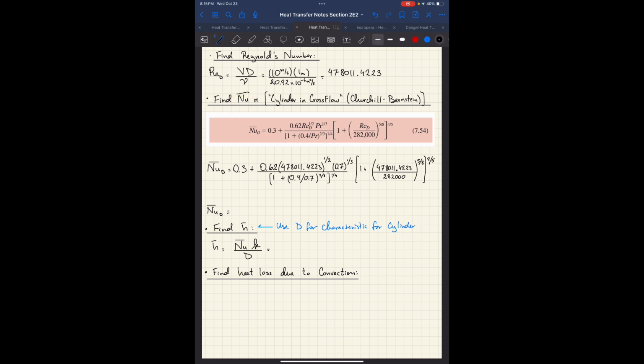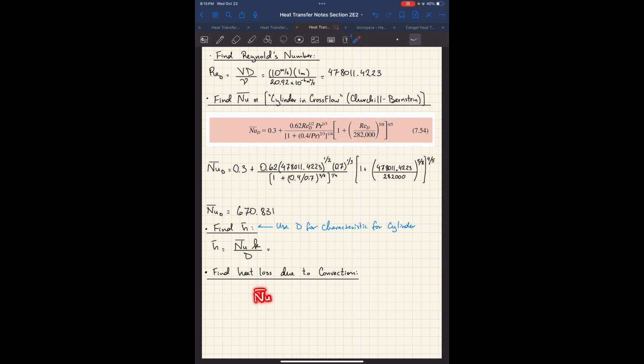So for cylinder in cross flow, the equation that you need for Nusselt number, or average Nusselt number, I really should put it like this, will be the Churchill-Bernstein. Basically you have to end up plugging into this equation. I plugged it in already for you just to save some time. So the Nusselt number will end up being 670.831.